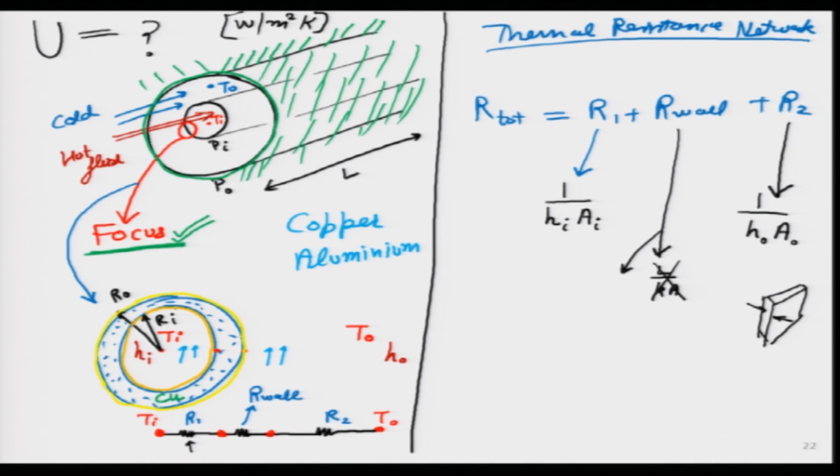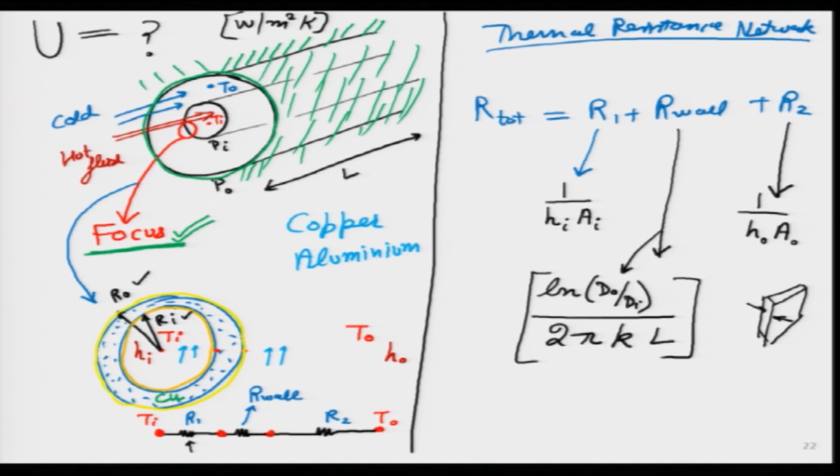So, in the cylindrical wall, the expression we can write from memory or by looking at that particular chapter is ln of d outer divided by d inner. So, these are the ratio of diameters, or I can write it in terms of radius also, because d outer divided by d inner is the same as r outer divided by r inner, all divided by 2 pi k L. So, this whole thing will be the conduction resistance, where k is the thermal conductivity of copper, because we are assuming this inner pipe wall is made of copper.